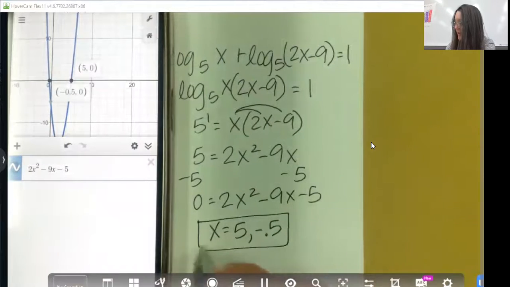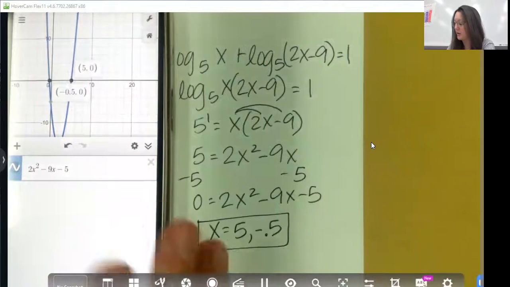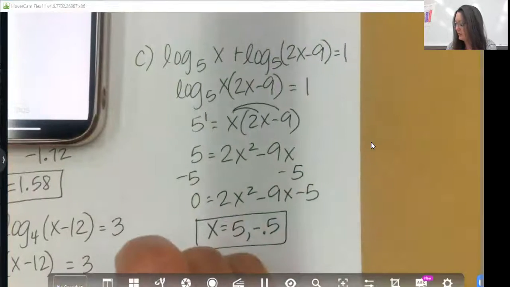Now we're going to go back at the end to see which ones might be extraneous solutions. Remember, you always have to check your answers, and we're going to do that by graphing, and I'll show you how. Well, you learned it during the notes.